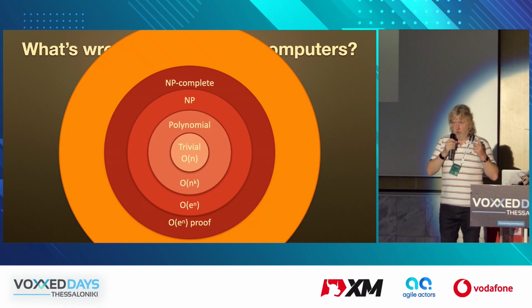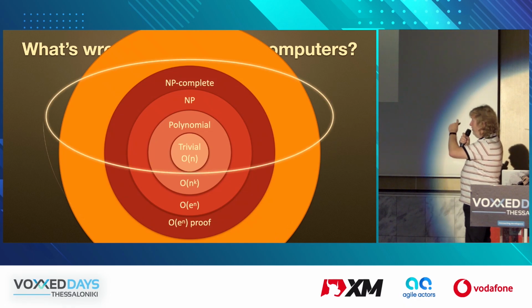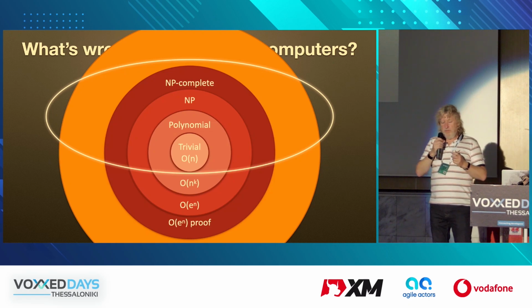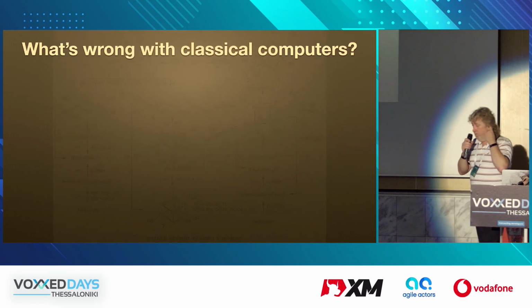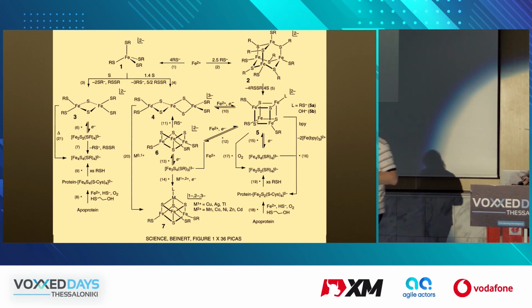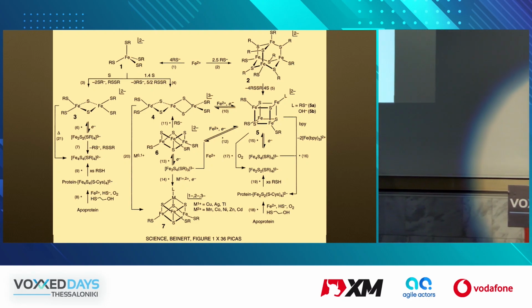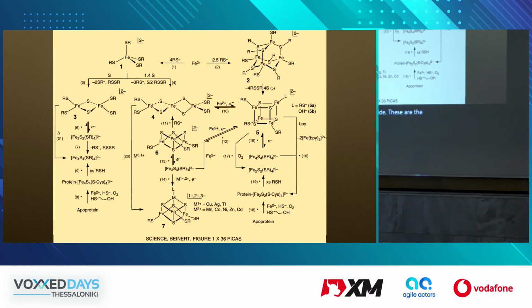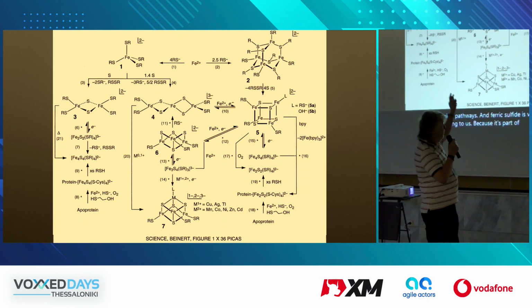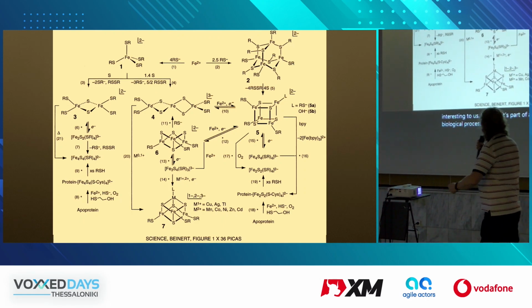And it would seem that quantum computers are going to be very good at solving some of those. Now, let me give you an example of the kind of problems that we're really interested in solving. This is a picture of ferric sulfide. These are the chemical pathways, and ferric sulfide is very interesting to us because it's part of an awful lot of biological processes.